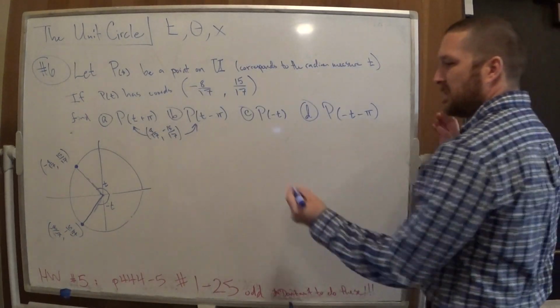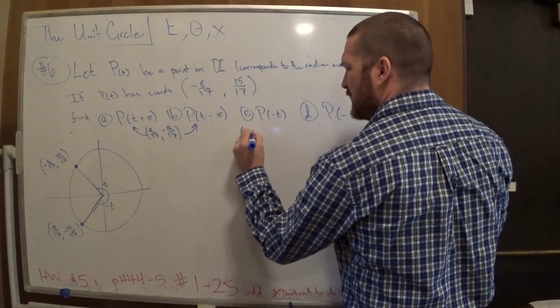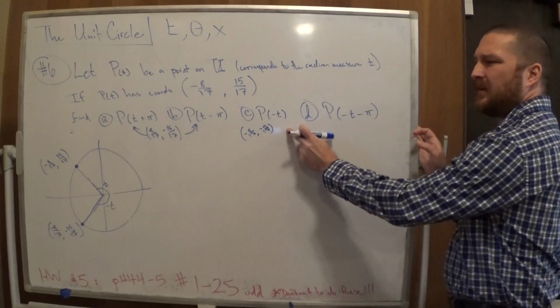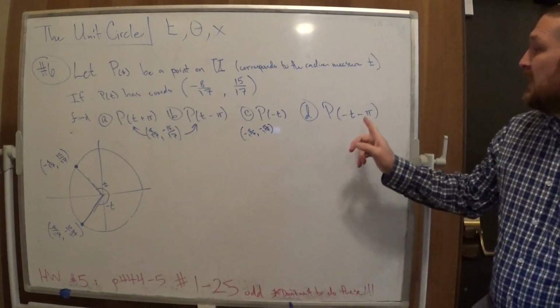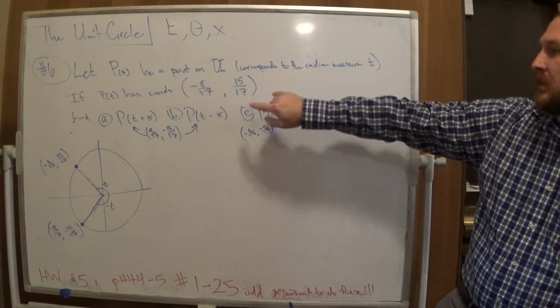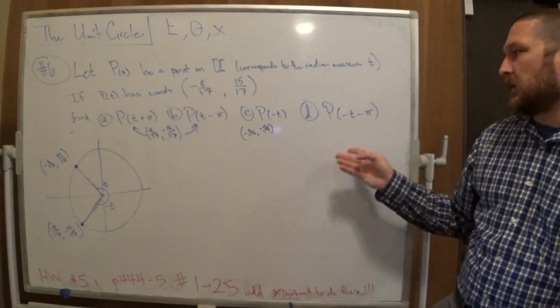So that's the answer to this guy. Negative 8 over 17, negative 15 over 17. Everybody get that? What that one's asking you to do? And each problem like this just gives you different coordinates. And then you just have to do this type of thing.